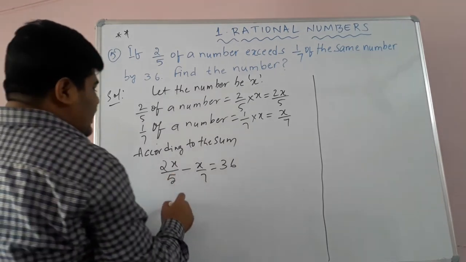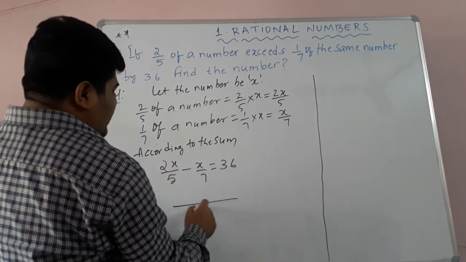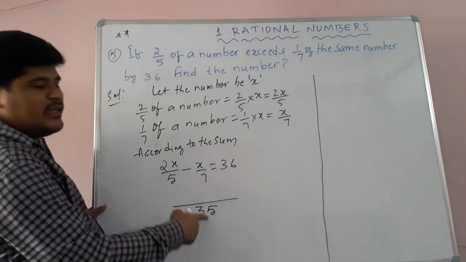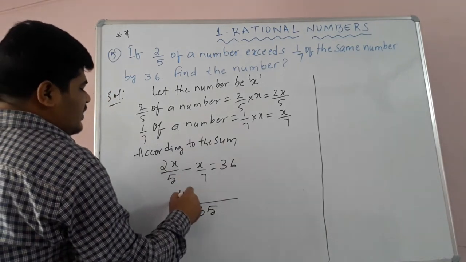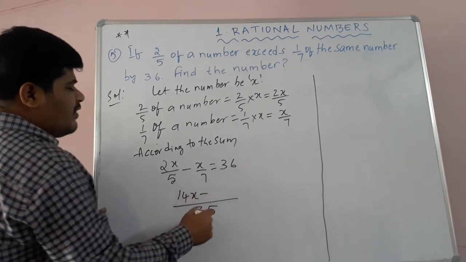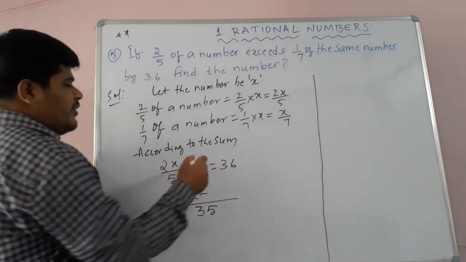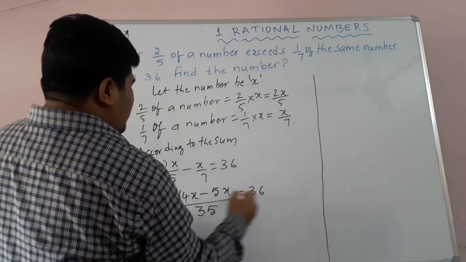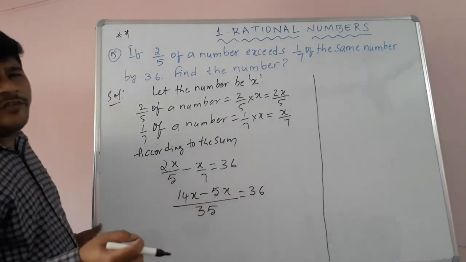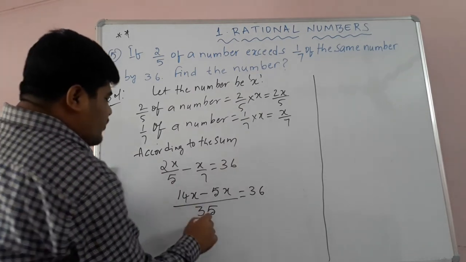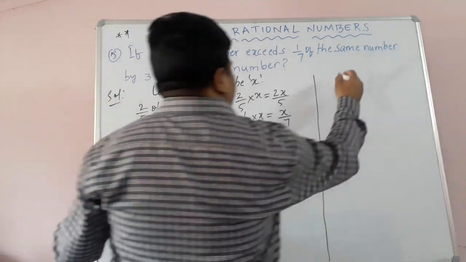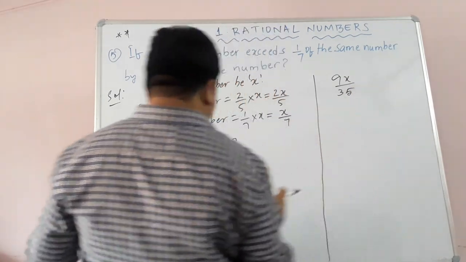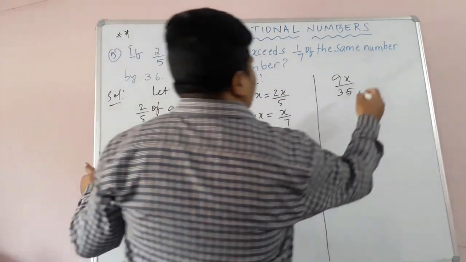Now, children, we have to take the LCM of 5 and 7. These are co-prime numbers, so that is 35. 5 7s are 35. 7 into 2x, children, that is 14x. Minus 7 5s are 35, that is 5 into the numerator x, so minus 5x is equal to 36. So, children, 14x minus 5x value is 9x. Okay, so 9x by 35 is equal to 36.